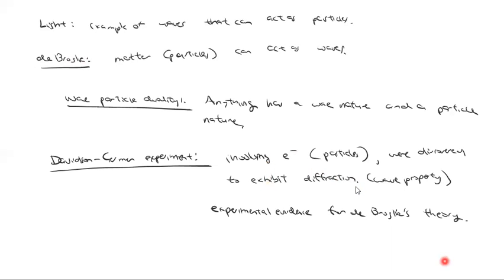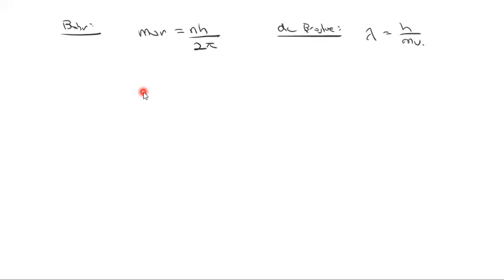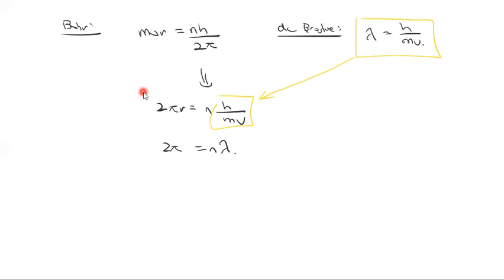And you can use that to explain Bohr's model. Because Bohr, remember, had a postulate which said mvr equals nh over 2 pi. Now, de Broglie said that your lambda must equal h over mv. So if we do a little bit of rearranging, we can get 2 pi r equals n times h over mv. And if we replace that, we're saying it equals n lambda. So another way to think about Bohr's postulate is that you've got 2 pi r equals n lambda.